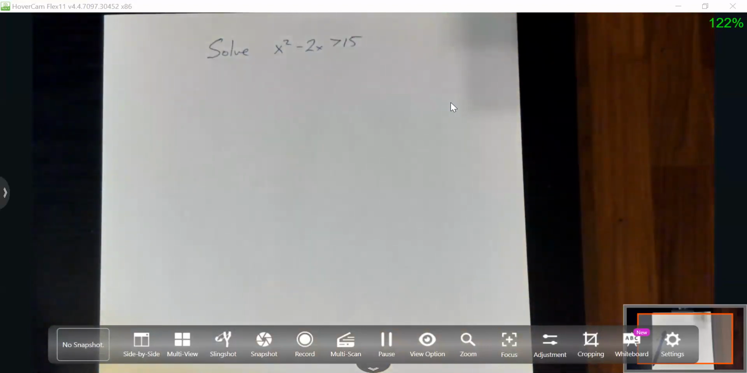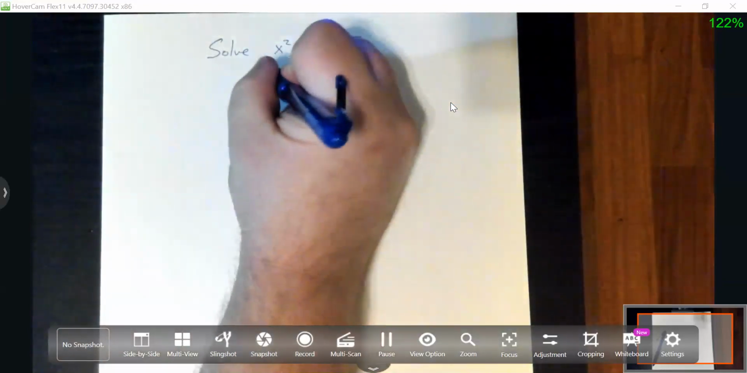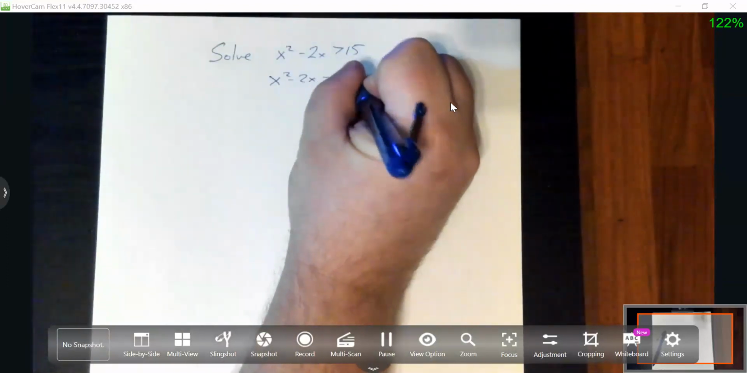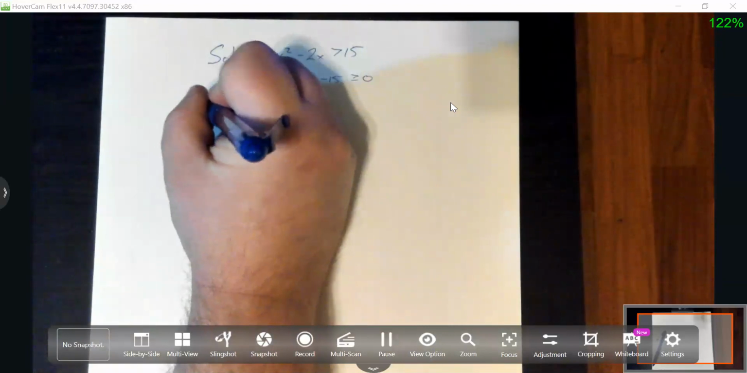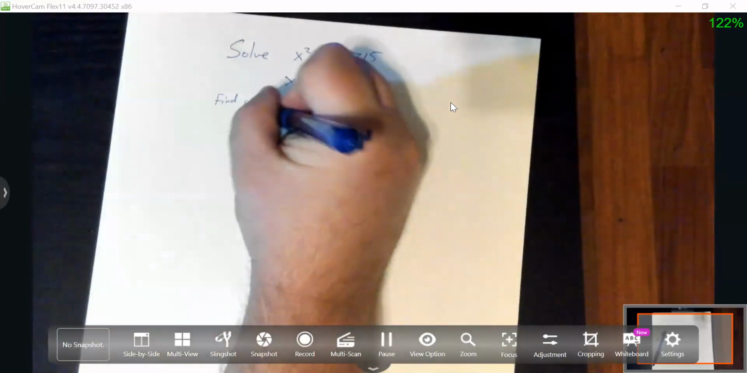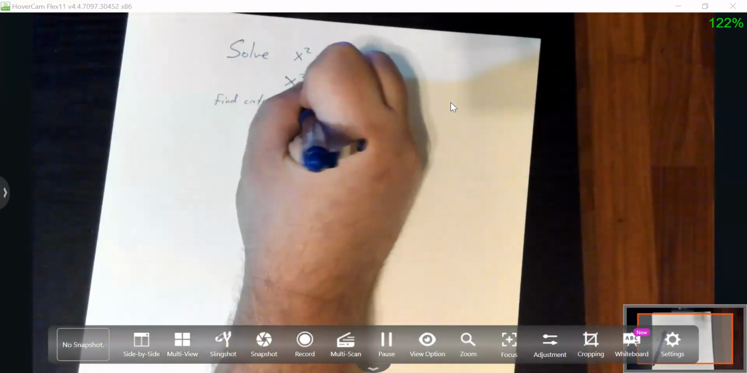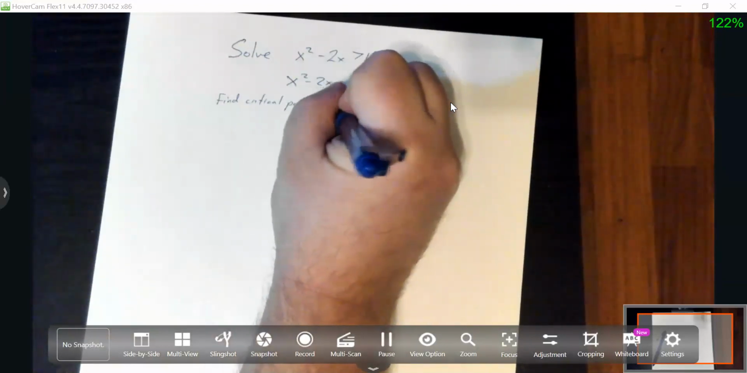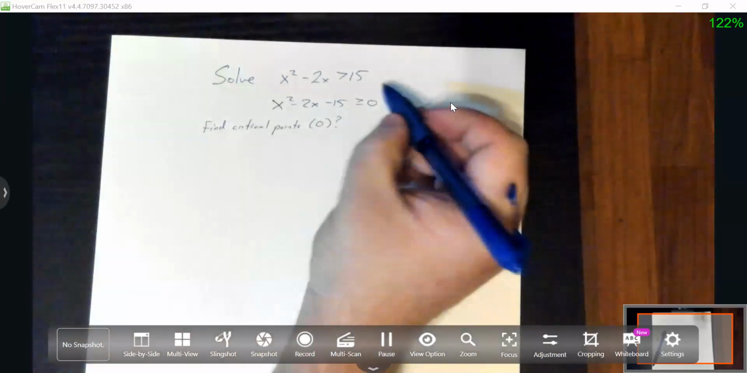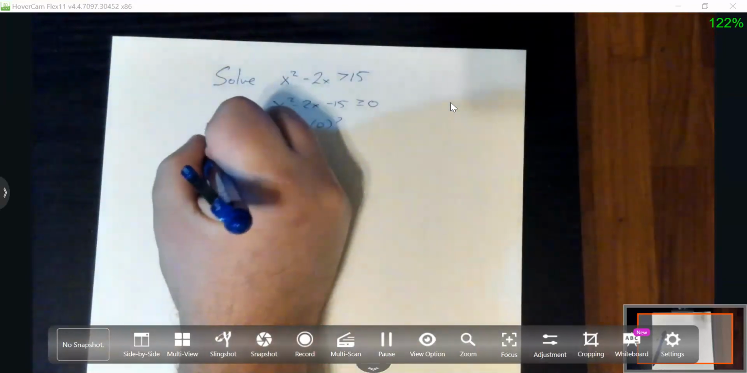Okay, so what I'm going to do is set it equal to 0 first. So that's x squared minus 2x minus 15 is greater than or equal to 0. Find your critical points. So the critical points are basically just the zeros. So we need to know when this is equal to 0. That just means solving this. So solve the result.